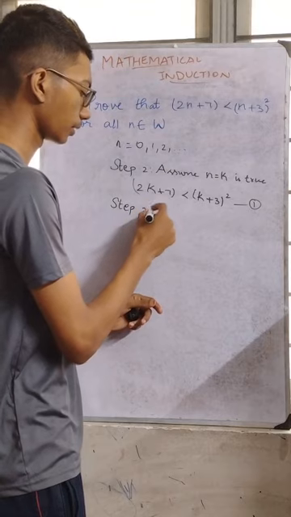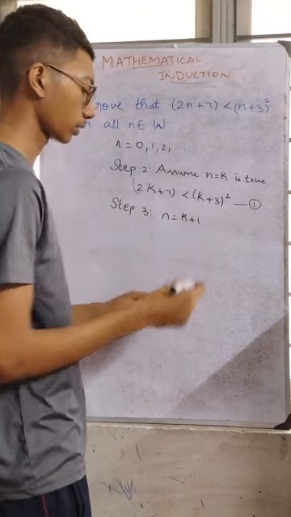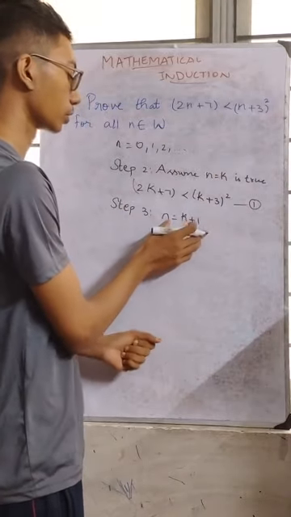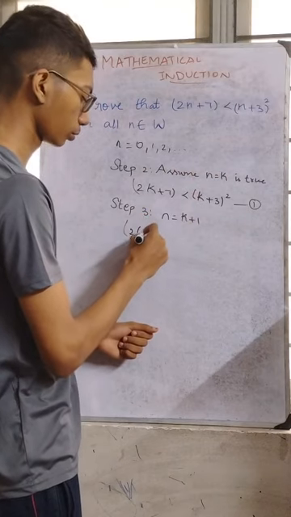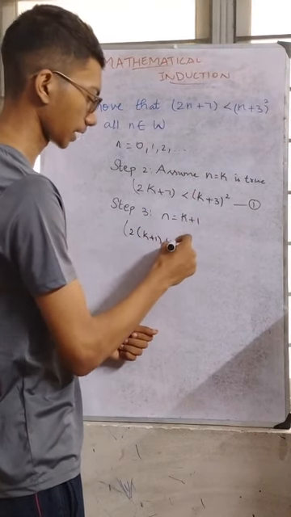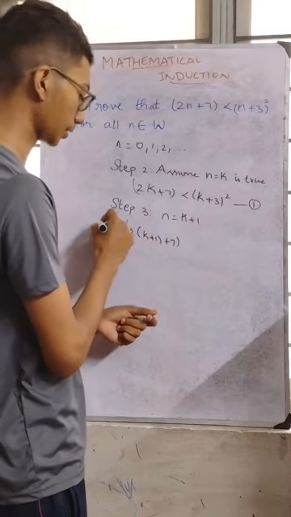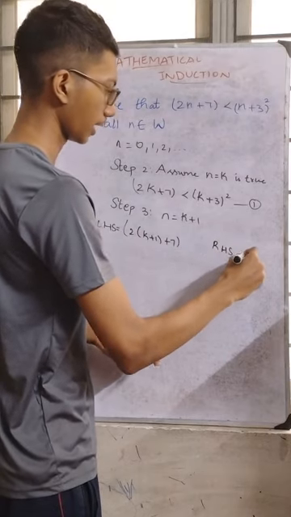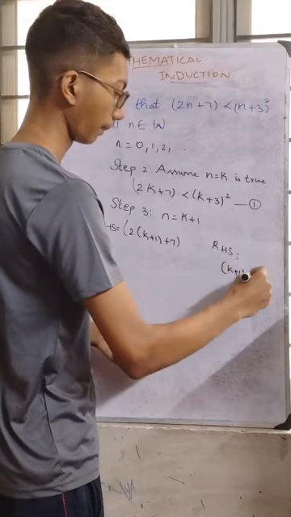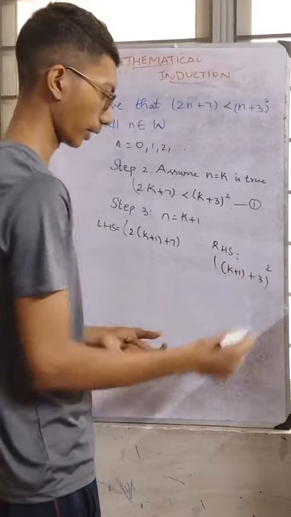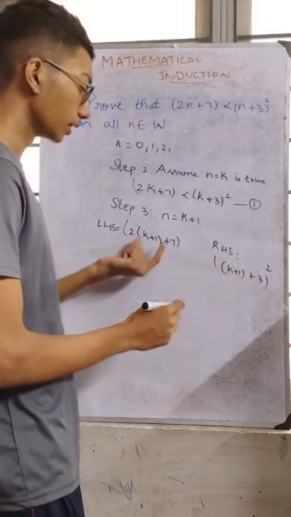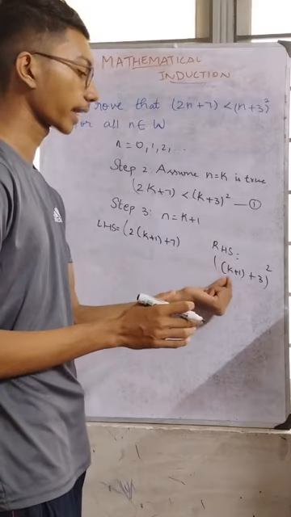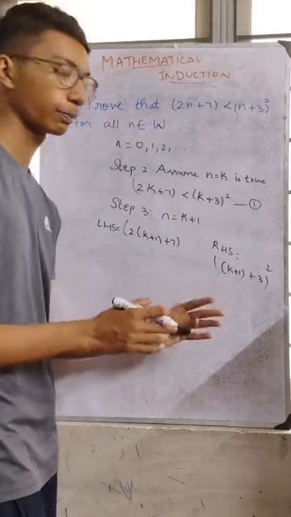Now step 3, put n equal to k plus 1. If we prove n equal to k plus 1 is true, then this whole proof is solved. So put n equal to k plus 1: 2 times (k plus 1) plus 7. This is the LHS, the left hand side. From the right hand side we have (k plus 1 plus 3) the whole square. So if we prove 2(k plus 1) plus 7 is less than (k plus 1 plus 3) the whole square, then the proof is over.